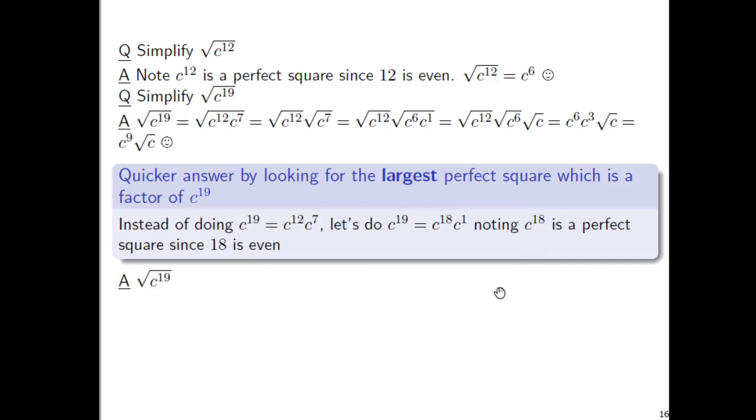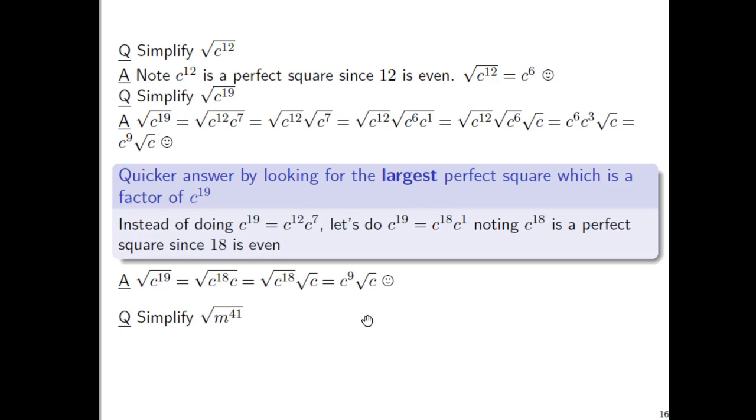So here's a faster answer to the previous question. Root c to the 19th: replace c to the 19th in the radical with c to the 18th times c in the radical. Split up the radical using the true formula that when you have the square root of a product, that becomes the product of two separate square roots. And then finally, root c to the 18th becomes c to the 9th, no longer in a radical, and you still have to copy the root c. So notice both of the final answers are c to the 9th times root c. It was just shorter to start with the largest perfect square which was a factor of c to the 19th. So let's take another example.